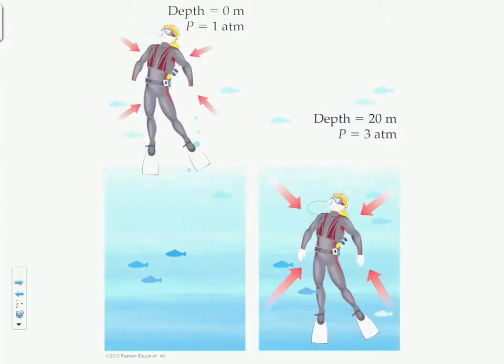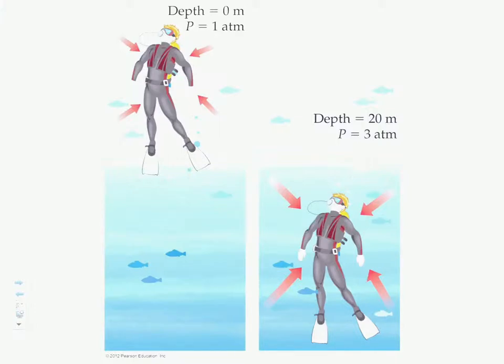All right, so scuba divers really are concerned about Boyle's law. The reason is they like to live. So for instance, let's look at this scuba diver. When they're at a depth of 0, the pressure at the surface is 1 atmosphere. When they go down to a depth of 20, there are now more molecules pressing onto them. Not only do you have all of the molecules from the atmosphere, but you also have all of the molecules from the water that's above him. So now the pressure is at 3 atmospheres.